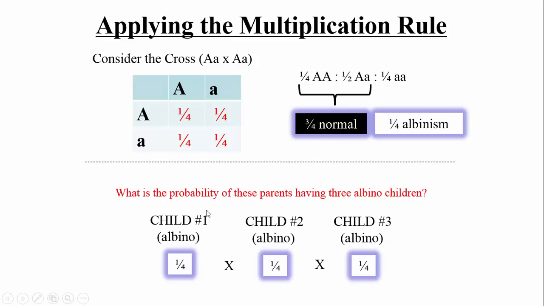So I'm saying child 1 is albino, and that's where the multiplication comes in. The second child is going to be albino, and the third child is going to be albino. When you multiply fractions, you just multiply the numerator across. So 1 times 1 times 1 is 1, and then you multiply the denominator across. 4 times 4 is 16, times 4 is 64. So the answer to this is 1 over 64. Again, ask yourself, does it make sense? And it does, because it's harder to have 3 children being albino, 1/64, than having a given child be albino, which is just 1 over 4.